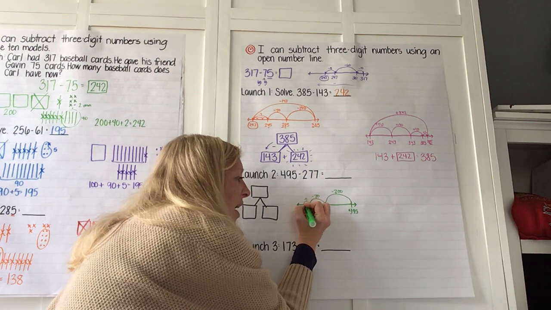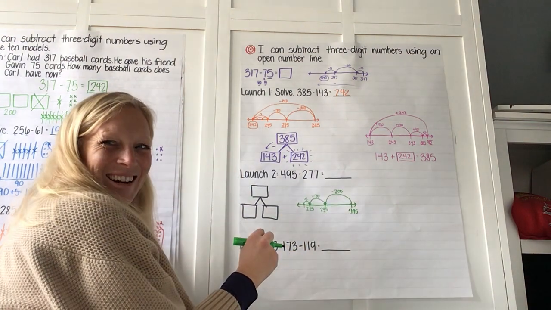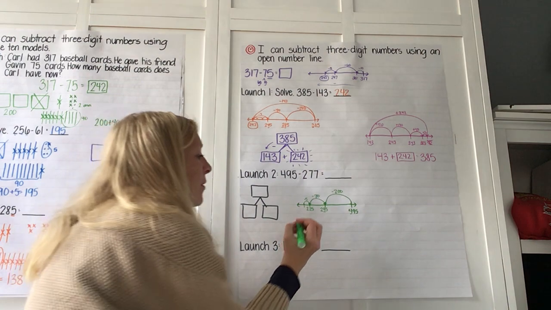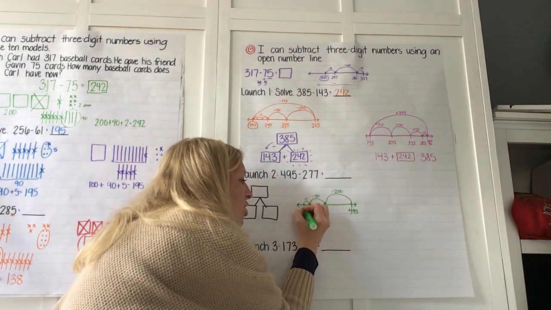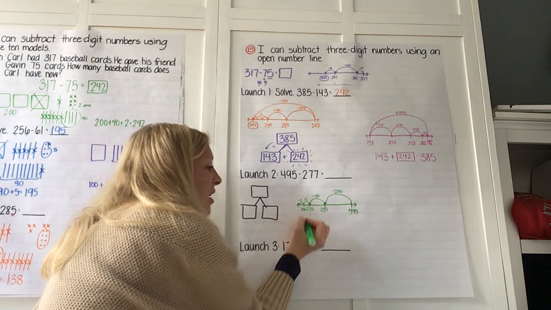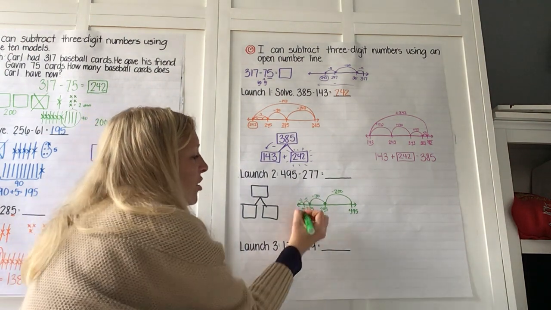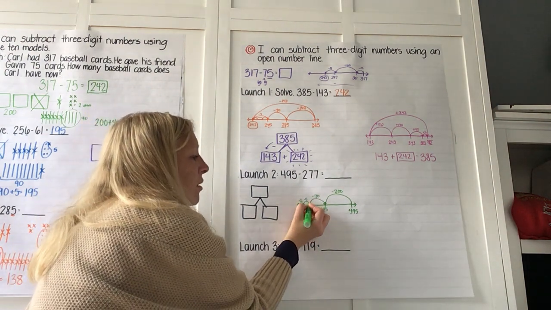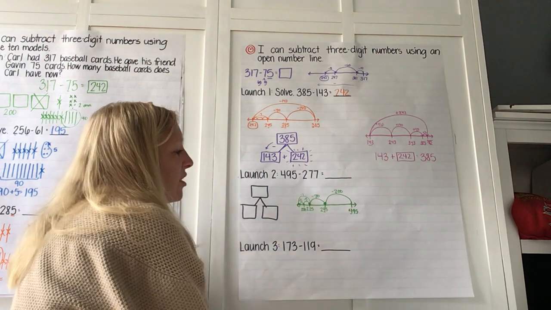Why did you take away 5? You're supposed to take away 7. Why are you taking away 5? Because that gets you 220, which is a 10. And then you're taking away 2 more. And why just 2 more? Because that's your 7 that you're taking away.